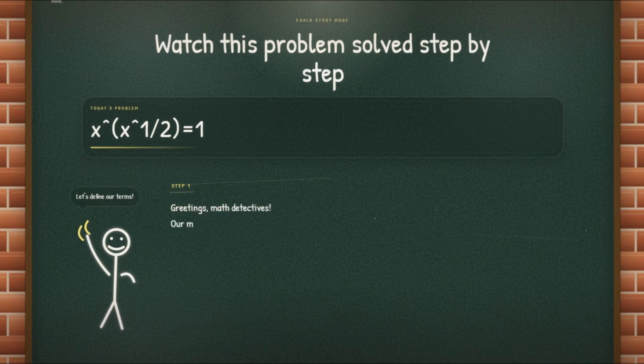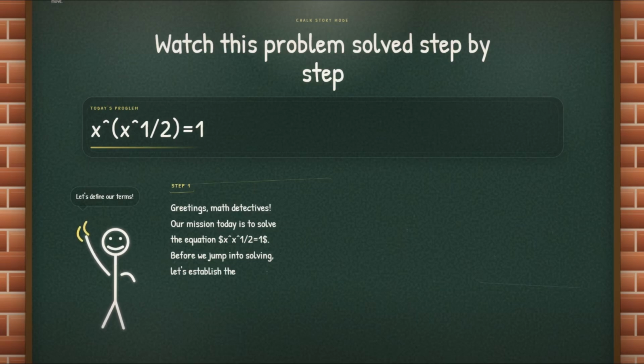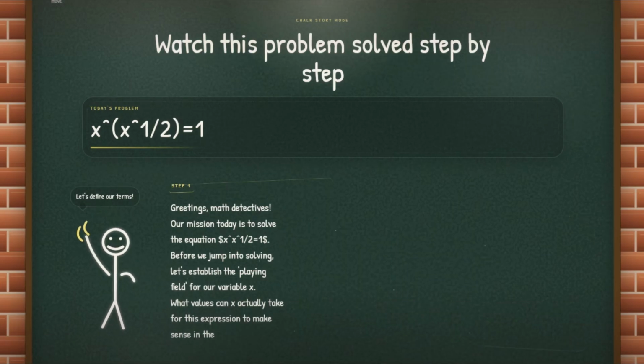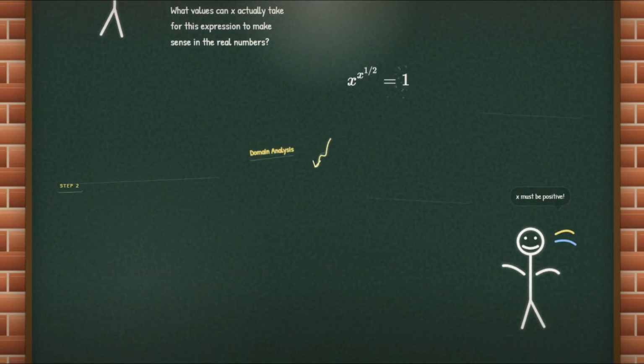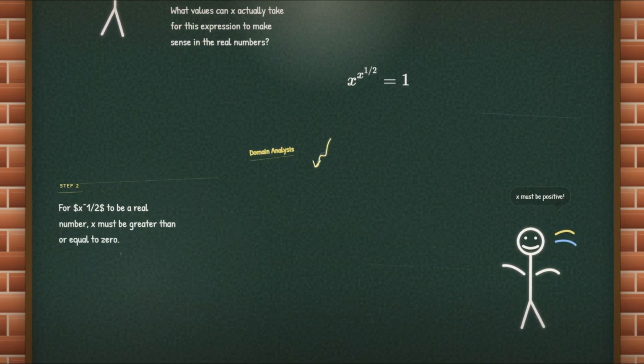Greetings, math detectives. Our mission today is to solve the equation x to the 1/2 equals 1. Before we jump into solving, let's establish the playing field for our variable x. What values can x actually take for this expression to make sense in the real numbers? For x to the 1/2 to be a real number, x must be greater than or equal to 0.